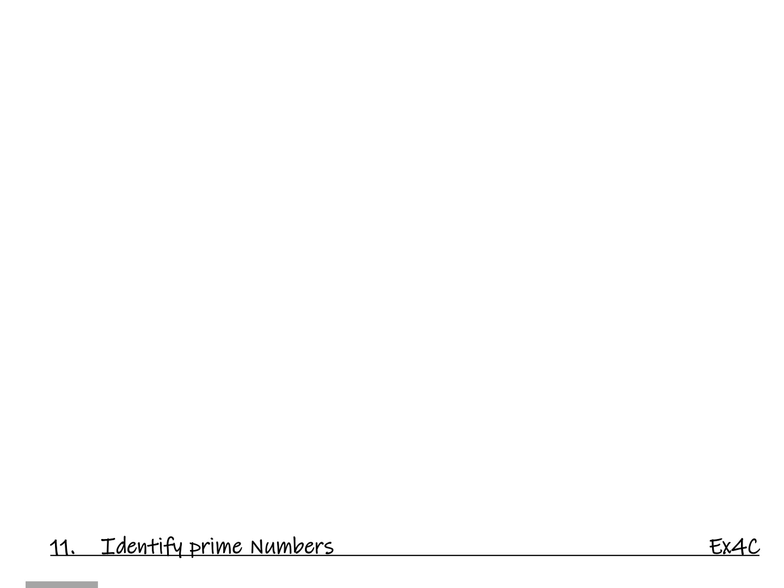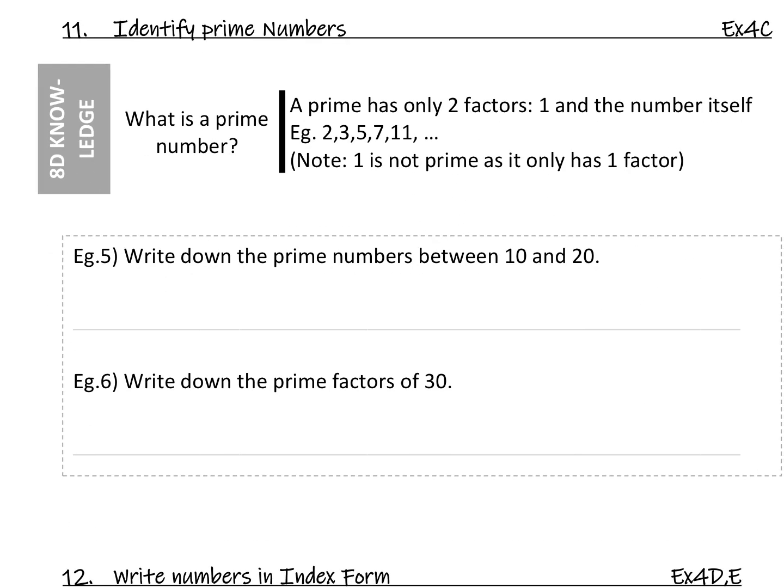Identify prime numbers. Pause the video and try and write down a definition for what a prime number is. Or if you can't do that, at least write down the first 5 prime numbers. So what is a prime number? Well, a prime number has only 2 factors, and they will be 1 and the number itself. So 2, 3, 5, 7 and 11 are the first 5 prime numbers.